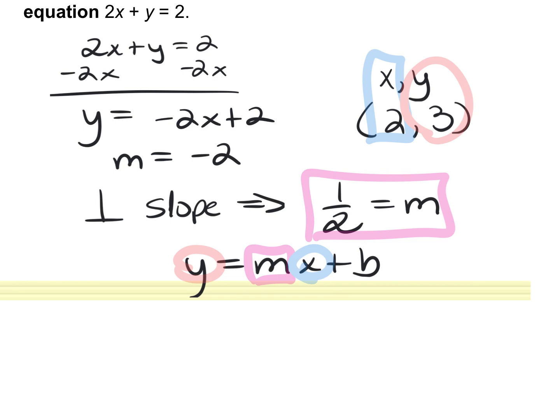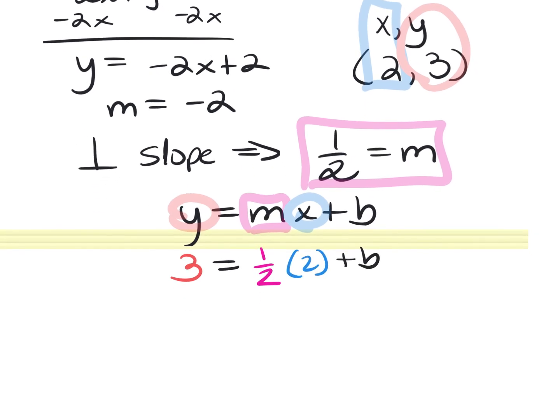So my y is 3. My m is 1/2. And my x is 2. I'm solving for b, so I'm going to multiply. 1/2 times 2 is 1. Subtract the 1, 2 equals b.